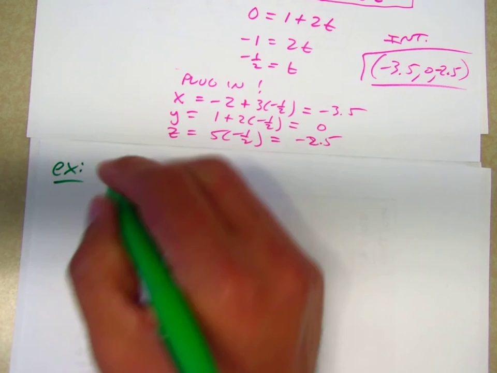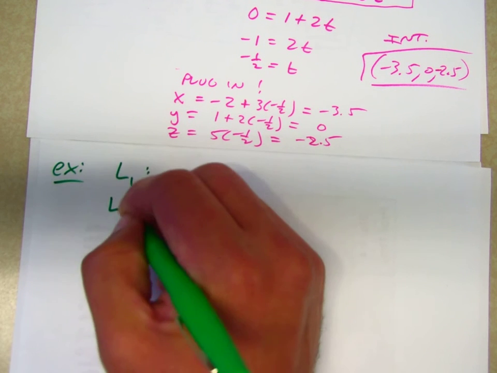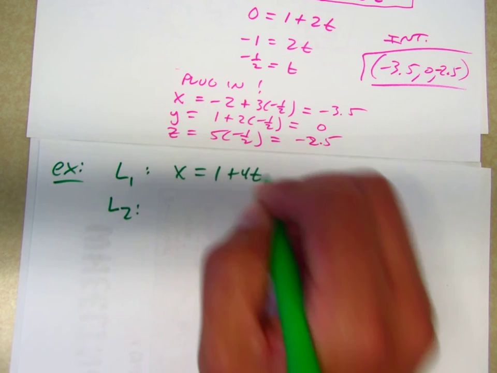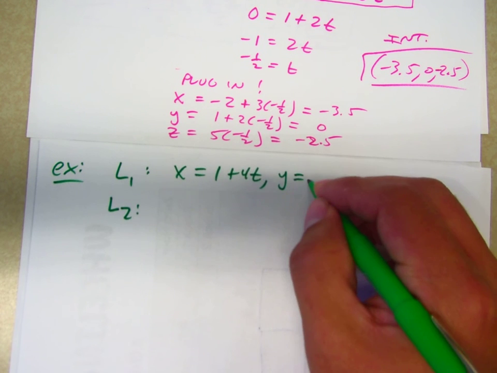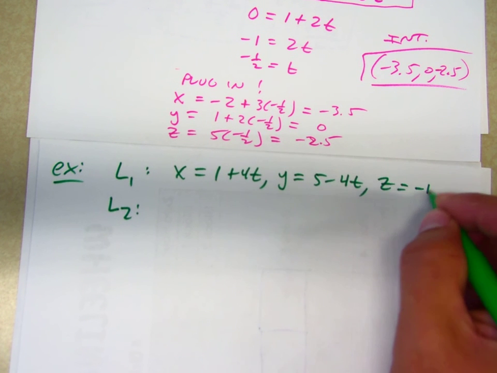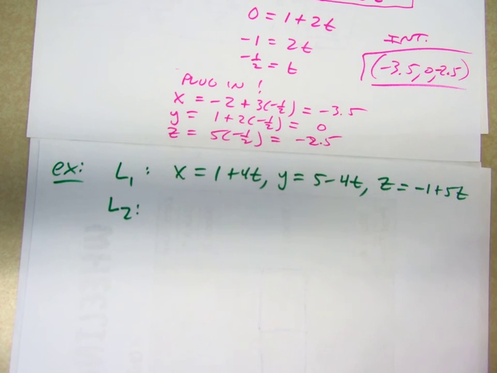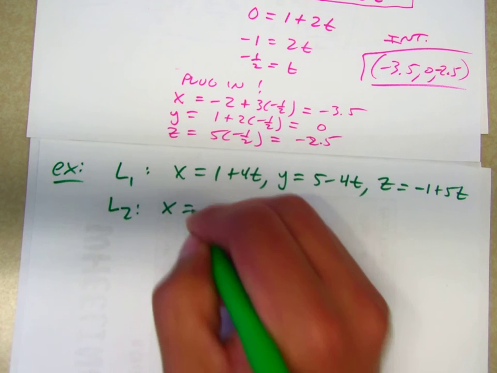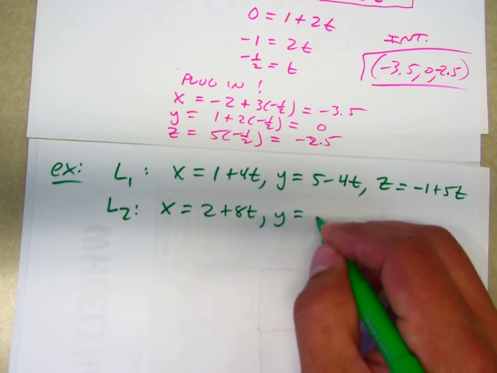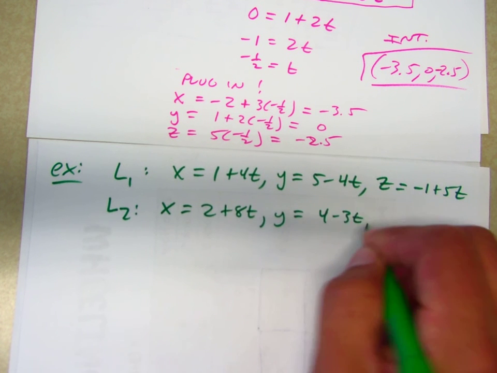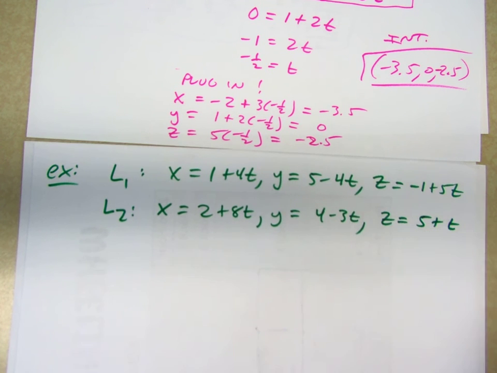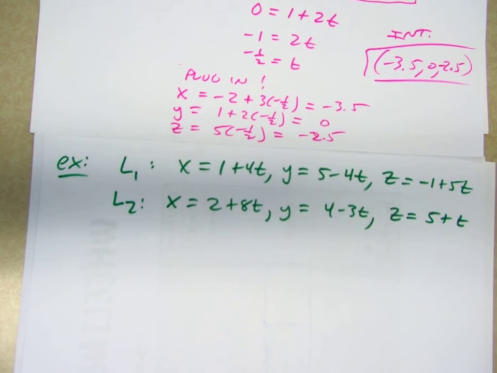Let's say I give you two lines, L1 and L2, and here are their equations. x equals 1 plus 4t, y equals 5 minus 4t, and z equals negative 1 plus 5t. The second line is x equals 2 plus 8t, for y we have 4 minus 3t, and the z portion is 5 plus t.